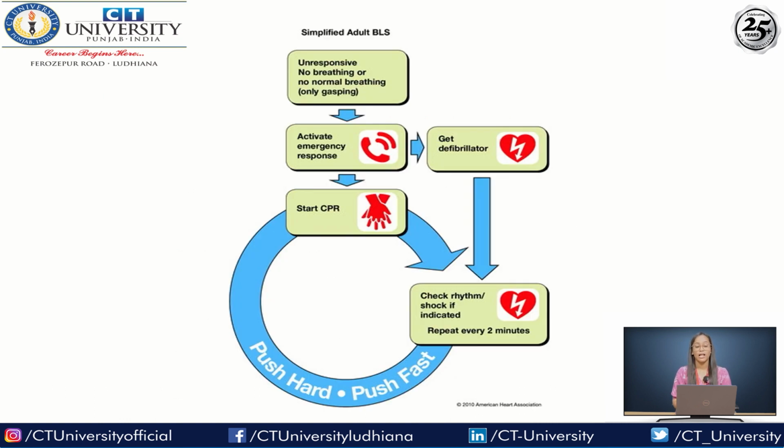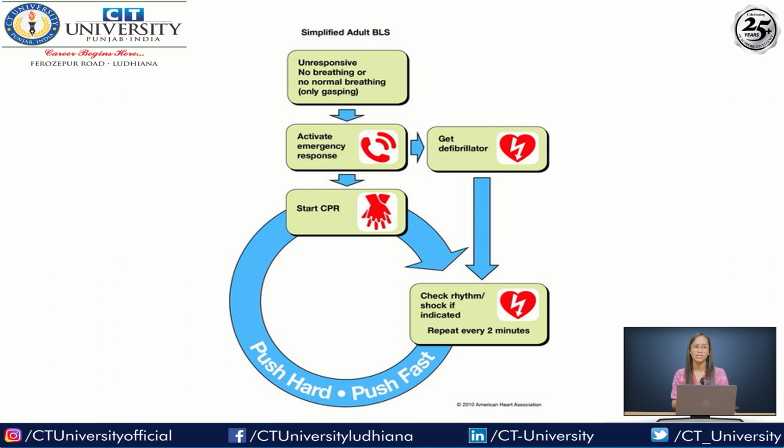So this is the simplified algorithm for how you are supposed to save someone's life and do the chest compressions. Number 1: if the patient is unresponsive, not breathing, or has no normal breathing, only gasping, then you activate the emergency response and ask somebody to get the defibrillator, and then we start doing CPR. You have to push hard and push fast, right? You push hard and fast for approximately 30 compressions.